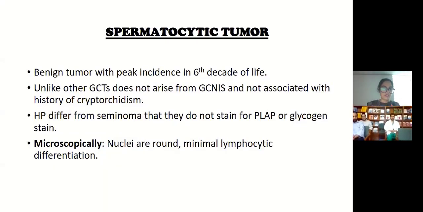Spermatocytic tumor, which was previously included in seminomas, is a benign tumor with peak incidence in the 6th decade of life. Unlike other GCTs, it does not arise from germ cell neoplasia in situ and is not associated with a history of cryptorchidism. Histopathologically, it differs from seminoma in that it does not stain for PLAP or glycogen stain. Microscopically, nuclei are round, and minimal lymphocytic infiltration is seen.